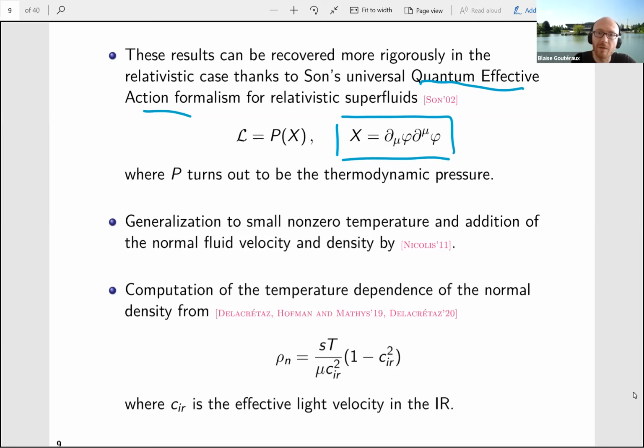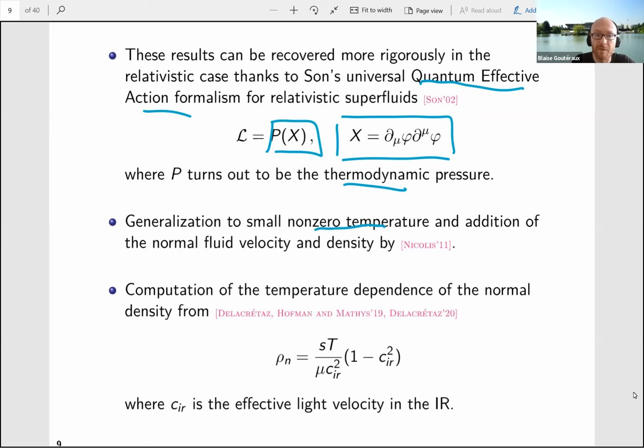And then you pick the Lagrangian to be some arbitrary function of X. When you go through the calculations, P turns out to be the thermodynamic pressure, so that's why people call it P. And then from there, once you solve the system around its saddle point, you can recover all of the superfluid thermodynamics, etc.